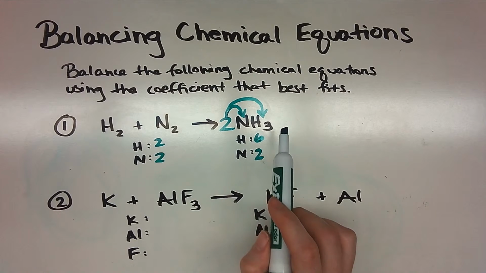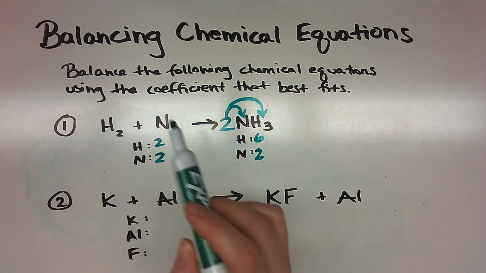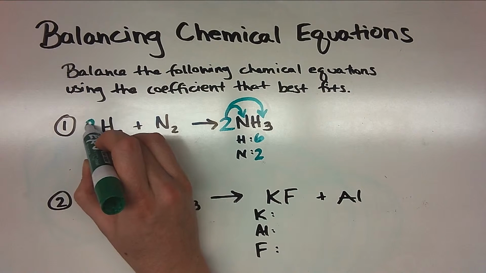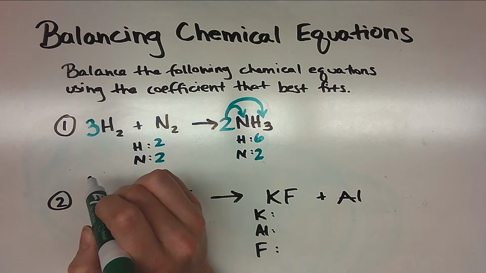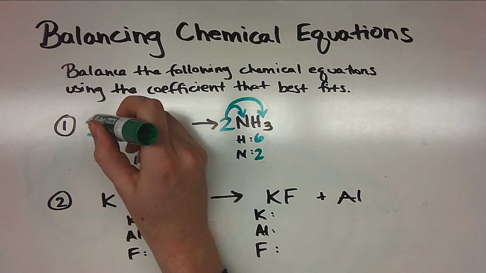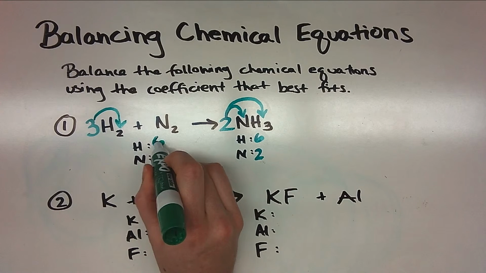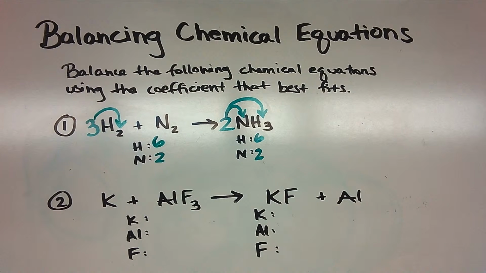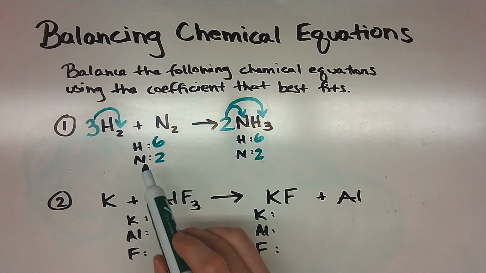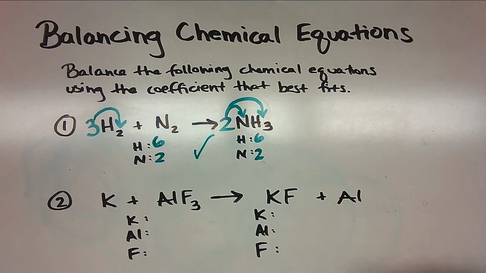Now I have triple the number of hydrogens on my product side as I do on my reactant side. So I'm going to place a coefficient of 3 out front of this hydrogen. When I do that, I'm saying I have 3 times 2 hydrogen atoms. So I have a total of 6. And we're done. So just check your numbers. So 6, 2, 6, 2, done.